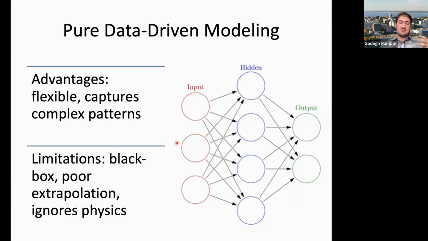As I was saying about modeling climate, we have different ways to do that. One of them is completely pure data driven modeling, and another can be physics-based modeling. Pure data driven modeling has some advantages and some limitations. For example, they are very flexible, they can capture complex patterns, they are very scalable, but their limitation is that they are a black box. We don't know what's happening in there. We don't know how this model is treating these features to get the output that we want.